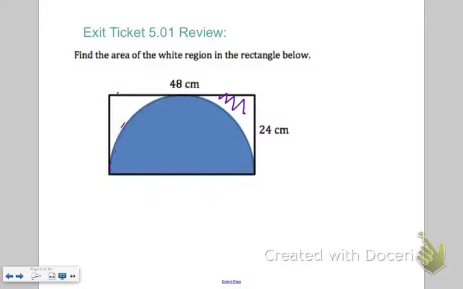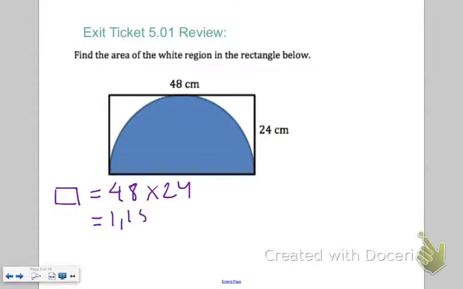So that's everything excluding the semicircle. The way that we're going to solve that is by finding the area of the rectangle and taking out the area of the semicircle. So let's set up our work for the rectangle. The rectangle is 48 centimeters by 24 centimeters, so the area of the rectangle is 1,152 centimeters squared.